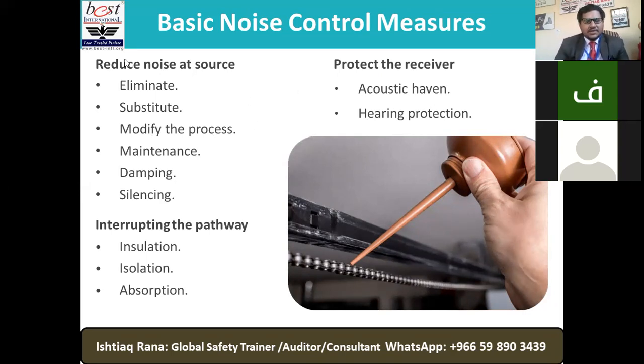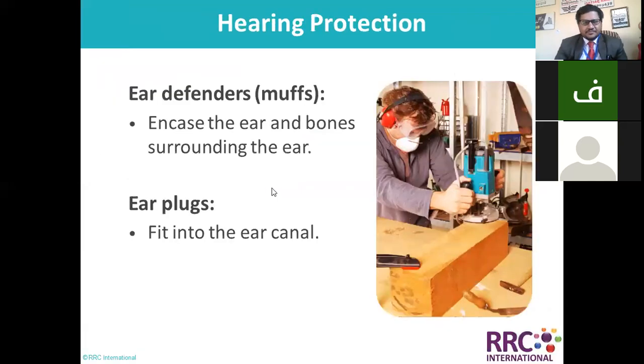So you can apply three methods, RIP. It's not like rest in peace, but RIP is all about reduce, interrupt, and protect. Reduce the noise at source, and interrupt the pathway or protect the receivers. Otherwise, for hearing protection, ear defenders, make sure they cover the ear and bones surrounding the ear. They are worn correctly. Earplugs fit into the ear canal rather than this way or this way.